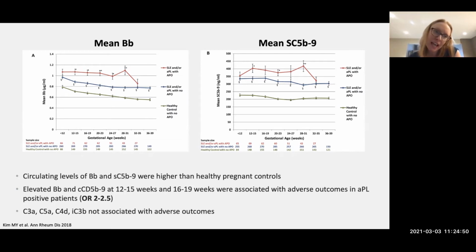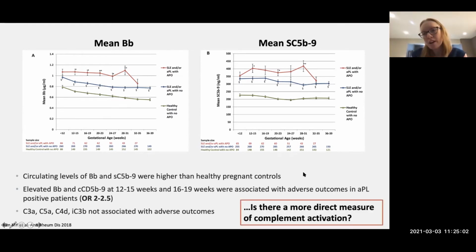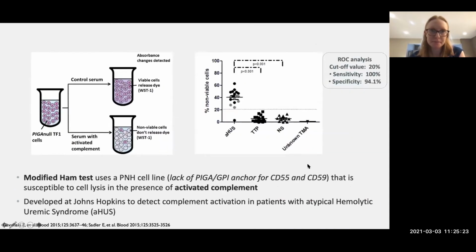Interestingly, this study had more of possibly the alternative pathway, whereas our earlier work may be more of the classical pathway. Is there more, and this is going into our research and work from Johns Hopkins in particular, is there a more direct measure of complement activation instead of relying on C3 and C4, these complement byproducts? Is there something more functional that we could study with complement, especially in these patients?